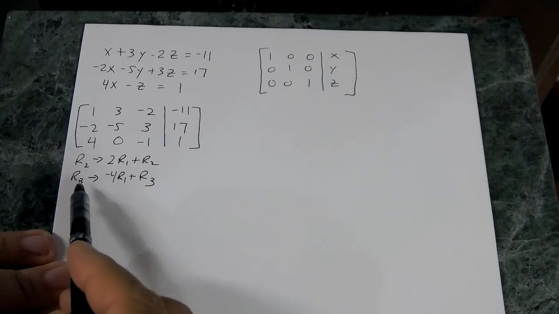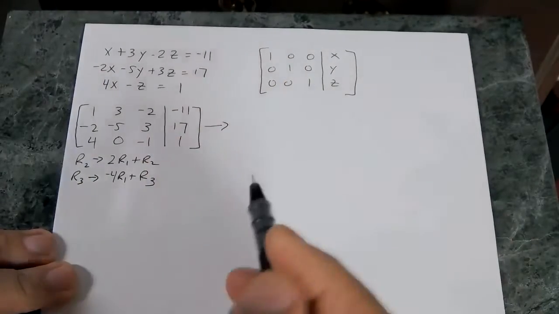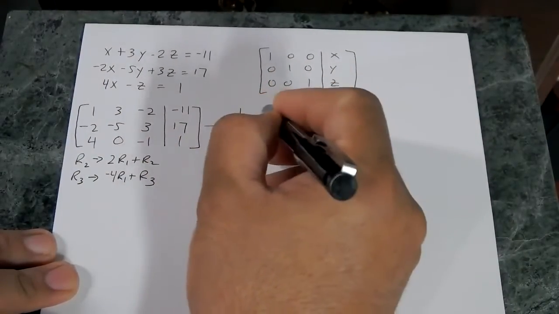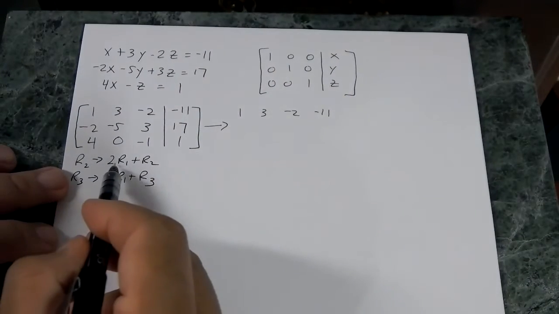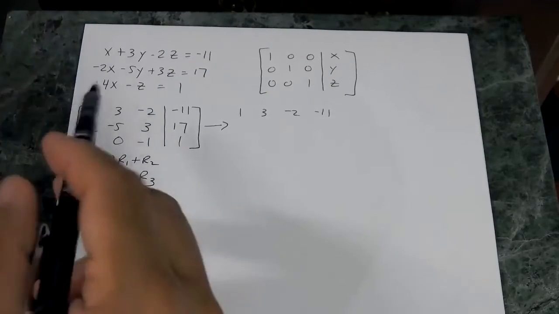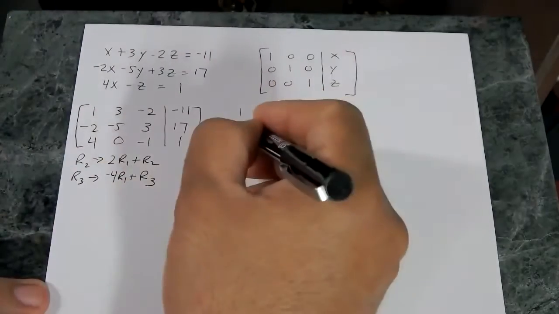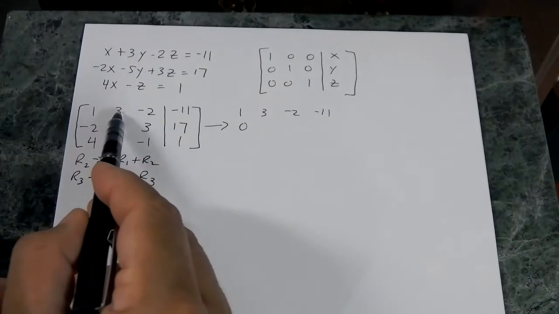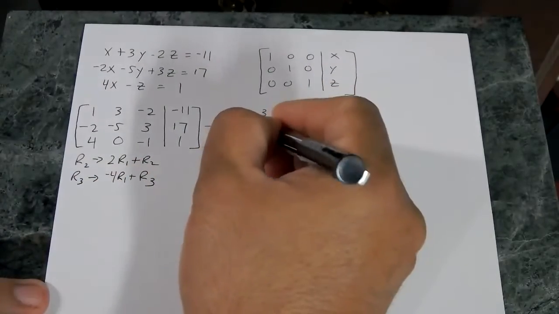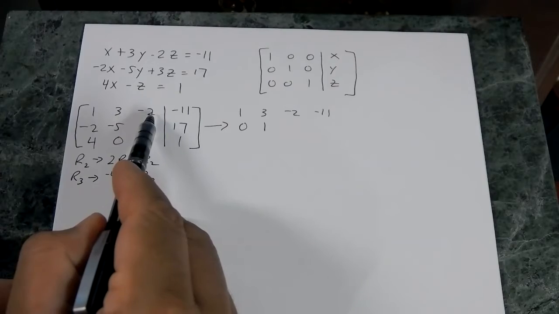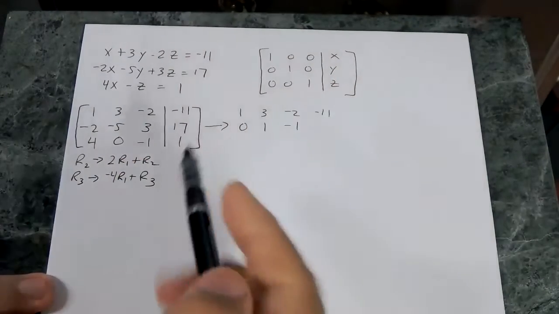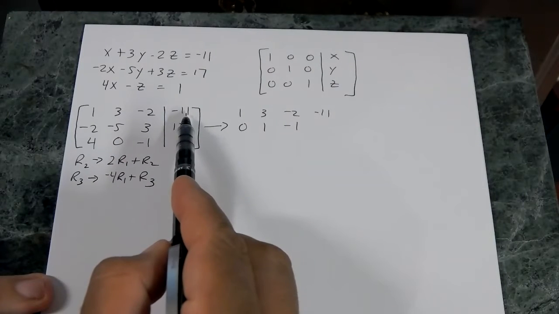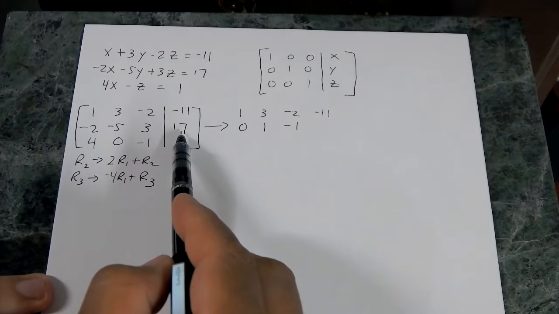We're going to rewrite row 2 and row 3. I didn't do anything with row 1, so I'm going to rewrite that. Row 2 becomes 2 row 1 plus row 2. So 2 times 1 is 2, minus 2 is 0. 2 times 3 is 6, and a negative 5 is a 1. 2 times negative 2 is negative 4, and a 3 is a negative 1. 2 times negative 11 is negative 22, plus 17, that's a negative 5.